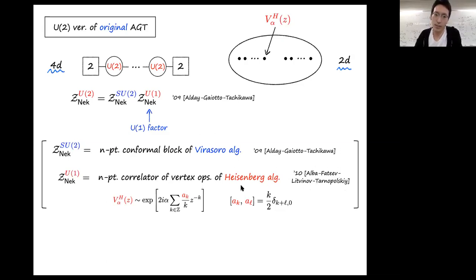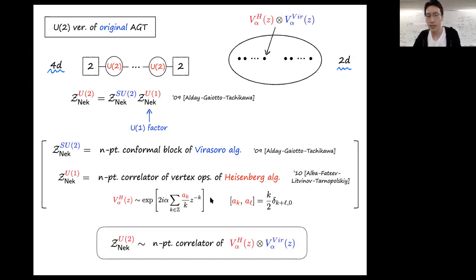Okay, so as far as I understand, this paper discusses the Heisenberg algebra interpretation of this U1 factor. And combining these two, you can say that the partition function of the U2 gauge theory, this U2 linear quiver, can be interpreted as an endpoint correlator of this tensor product of the Heisenberg vertex operator and the Virasoro vertex operator. So the U2 version of the original AGT is given by this endpoint function of this tensor product of mutually commuting Heisenberg and Virasoro.